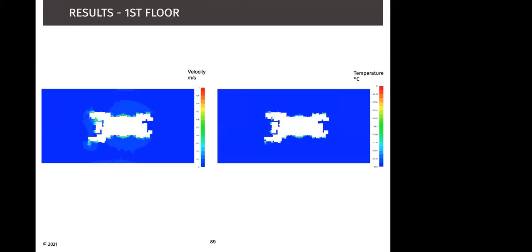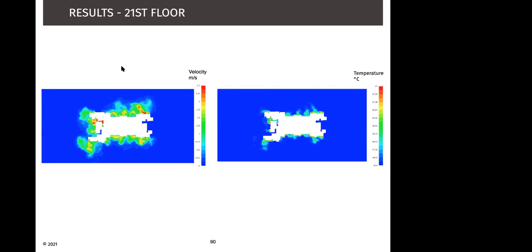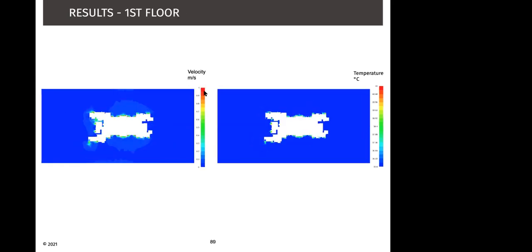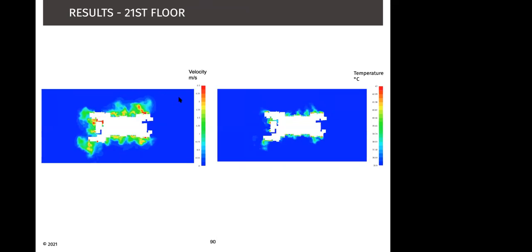Now, that also means that the heat is moving upwards and is enveloping the building as it moves upwards. So if you look at the first floor, we have the velocity moving outwards and upwards, and the temperature moving outwards and upwards. So in this case, we have an ambient of 35.8 degrees with a peak of 41 degrees. And once we move upwards to the 21st floor, from the first floor where the peak velocity was 1 meter per second, now on the 21st floor, we have a peak velocity of 2.5 meters per second due to stack effect. And we have a peak temperature of 43 degrees.